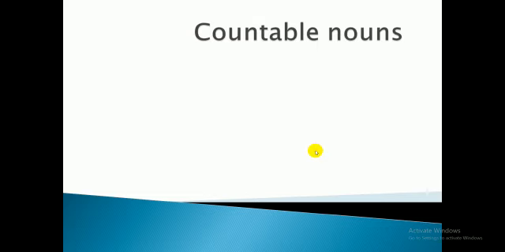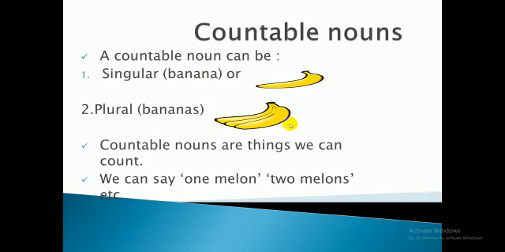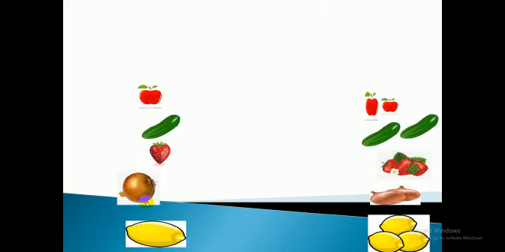A countable noun can be either singular, banana, or plural, bananas. Countable nouns are things we can count. We can say one melon, two melons, three melons, four melons, five melons, and so on.